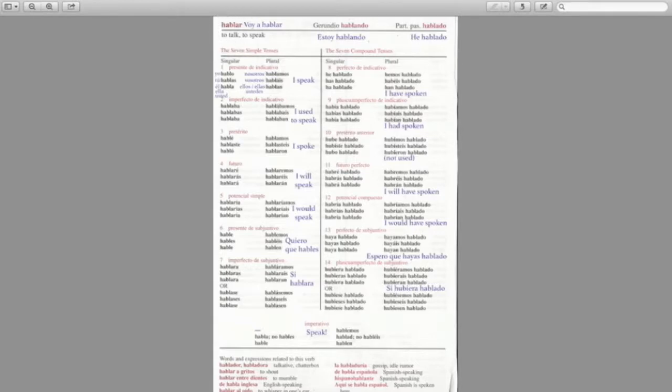Out of all the forms of the verb, you always want to know what's the infinitive. You always want to know what's the infinitive, okay? That's going to tell you, is it AR verb, ER verb, IR verb? It gives you a clue on how to guess how it's going to be conjugated.